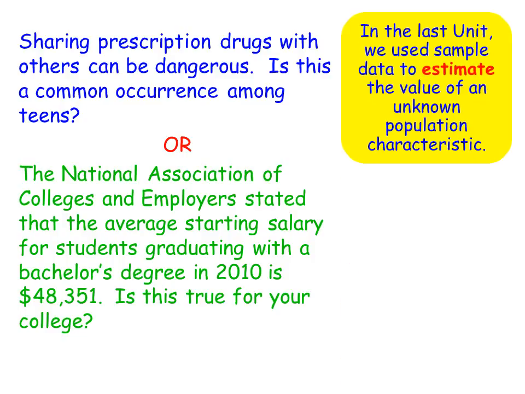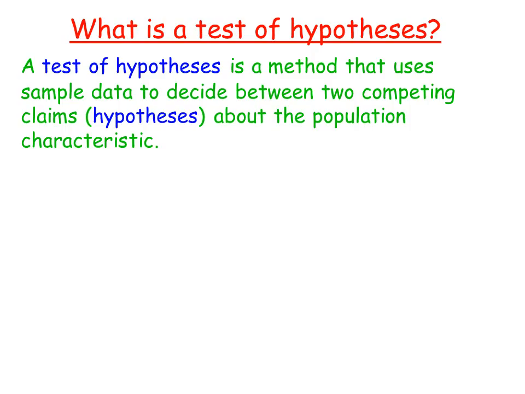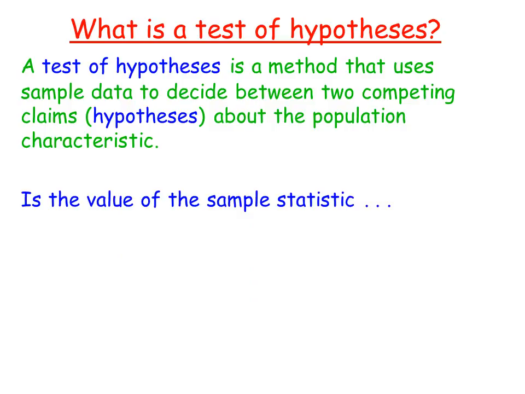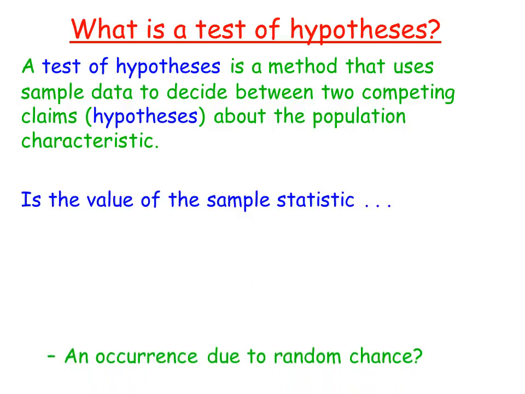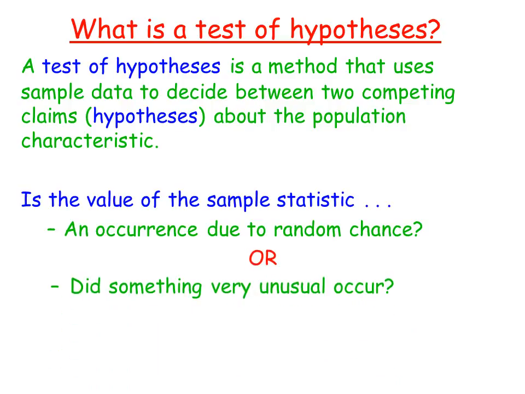In the last unit, we used sample data to estimate the value of an unknown population characteristic. In this unit, we will not be estimating. We will use sample data to test some claim or hypothesis about the population to see if it is plausible. So what is a test of hypotheses? A test of hypotheses is a method that uses sample data to decide between two competing claims, hypotheses, about the population characteristic. In other words, is the value of our sample statistic an occurrence due to random chance, or did something very unusual occur?